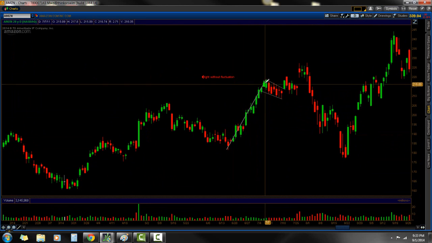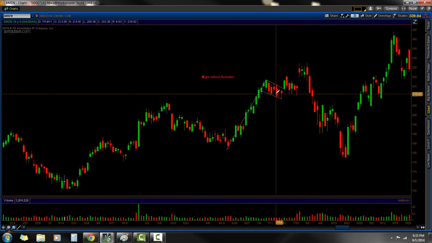Nice pull. Price action hugs it beautifully. Single day candle's not going to work, but very nice flag formation if that was a real flag. So that's no good.